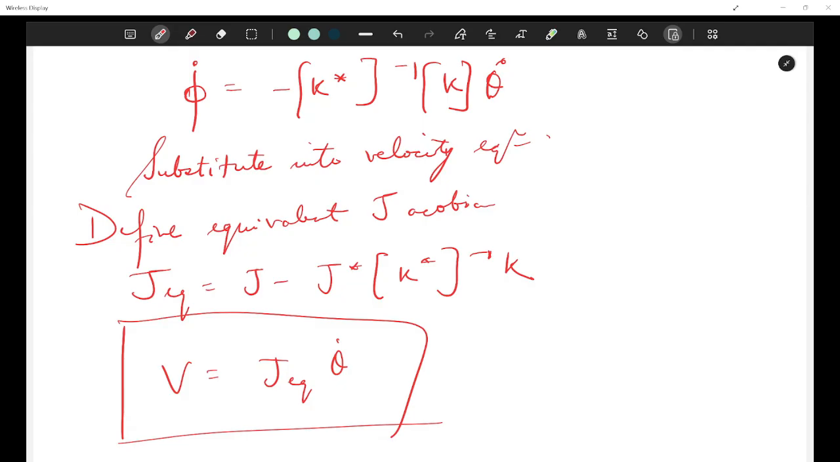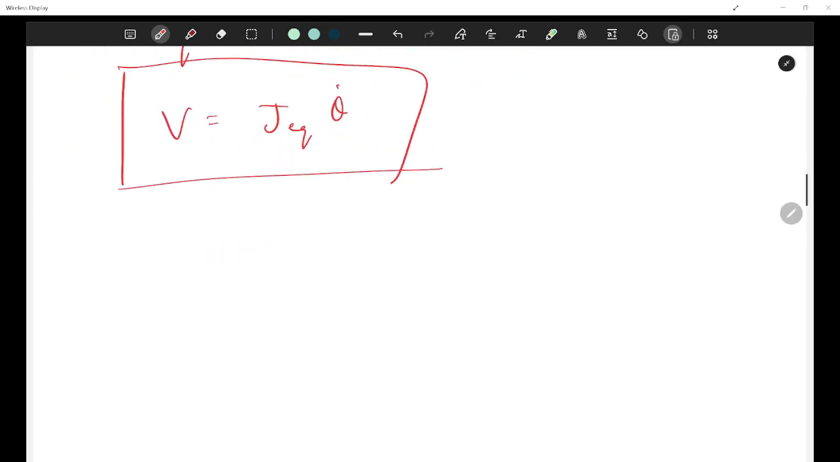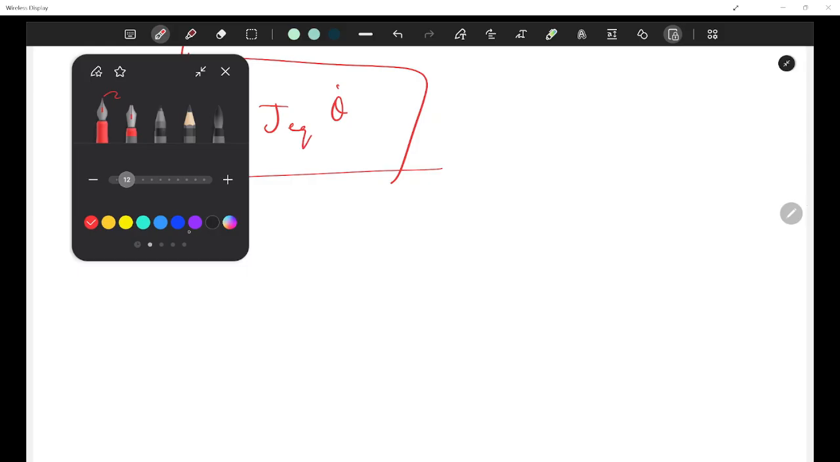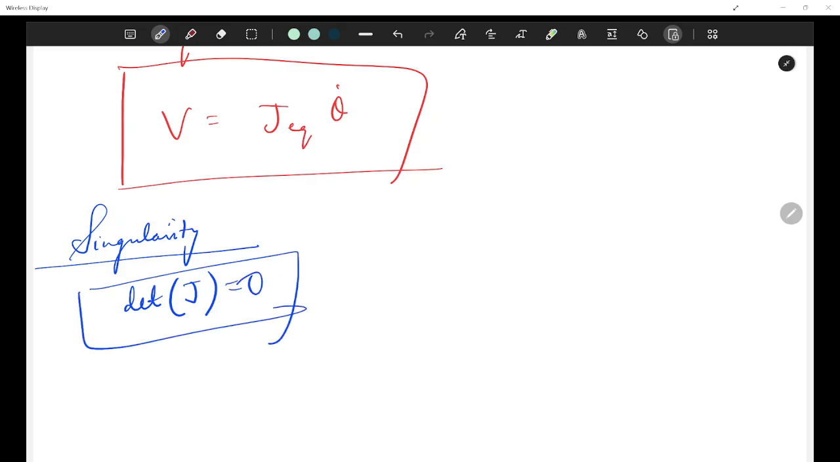After this, let's come to singularity. So what happens in case of singularity? If you look at it mathematically, the determinant of J is equal to 0. This is the notion. When the Jacobian loses its rank, there arises a case of singularity.